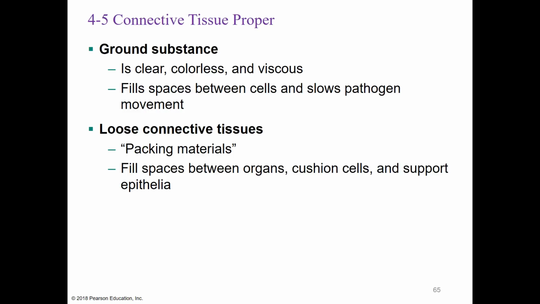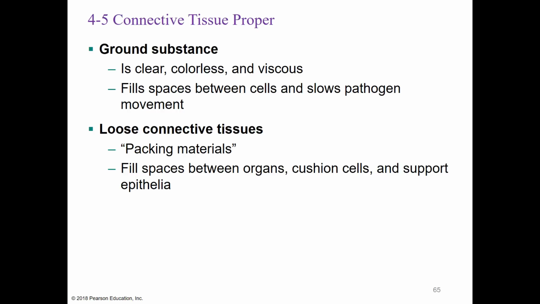So ground substance, again, is clear, colorless, and viscous. Viscous, again, means syrupy. And it's going to fill the space between cells and slow pathogen movement. For connective tissue proper, we said there was loose and dense. Loose connective tissue can act as a packing material, filling space between organs, cushioning cells, and supporting epithelia. So let's take a look at some examples of loose connective tissue proper.